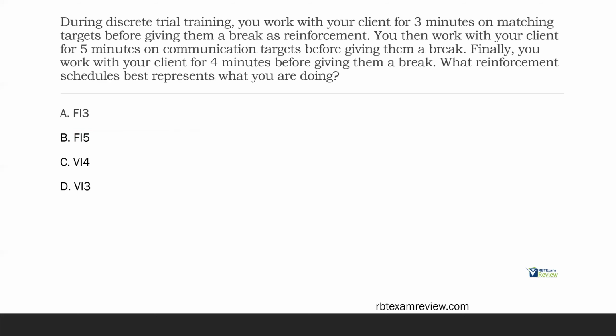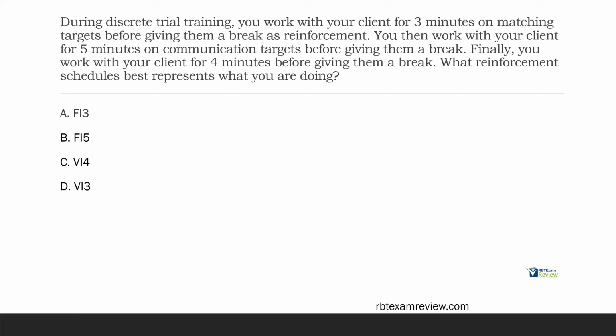All right, during discrete trial training, you'll work with your client for 3 minutes on matching targets before giving them a break as reinforcement. You then will work with your client for 5 minutes on communication targets before giving them a break. Finally, you work with your client for 4 minutes before giving them a break. What reinforcement schedule best represents what you're doing? Is it FI3, FI5, VI4, or VI3?